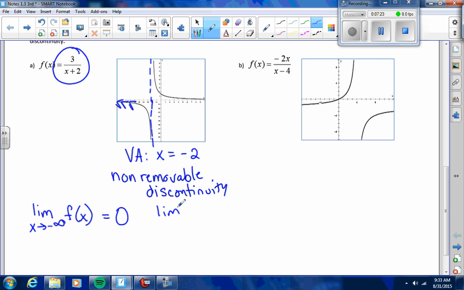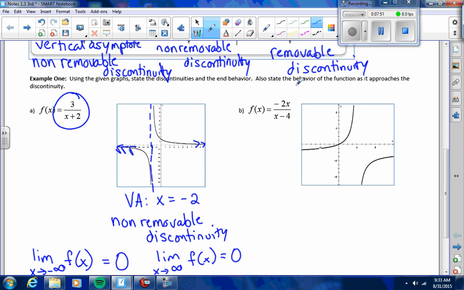Now let's go the other direction. The limit as x approaches positive infinity of f of x. Now x is getting larger and larger, way out here. What y value is it approaching on that far end of the graph? 0. That's how we use limits to describe the end behavior.